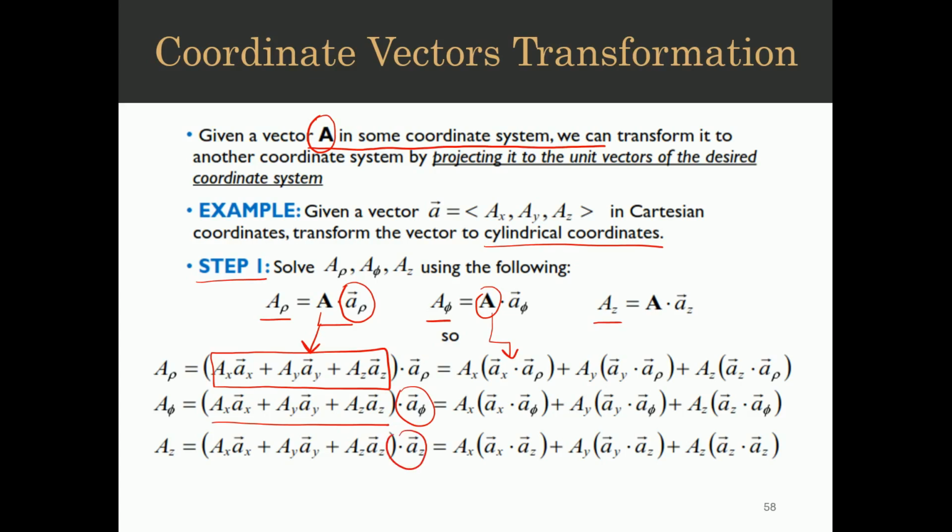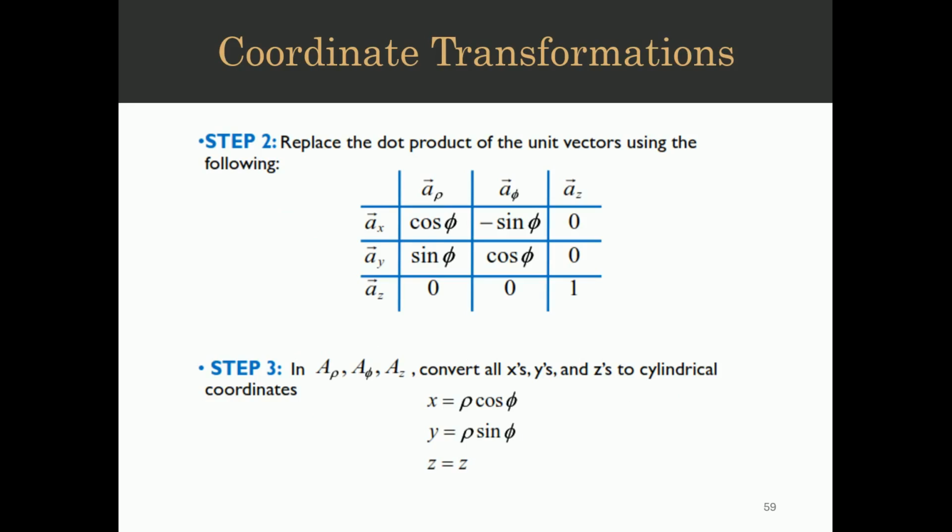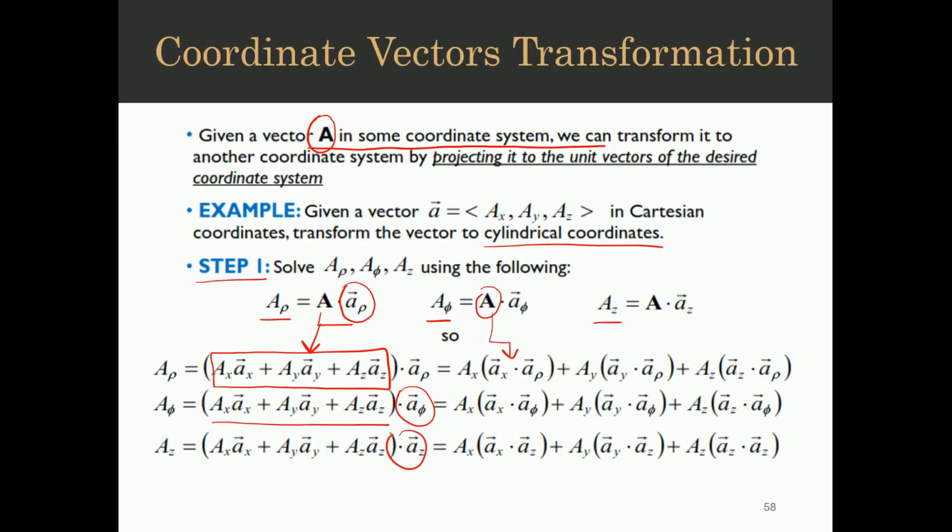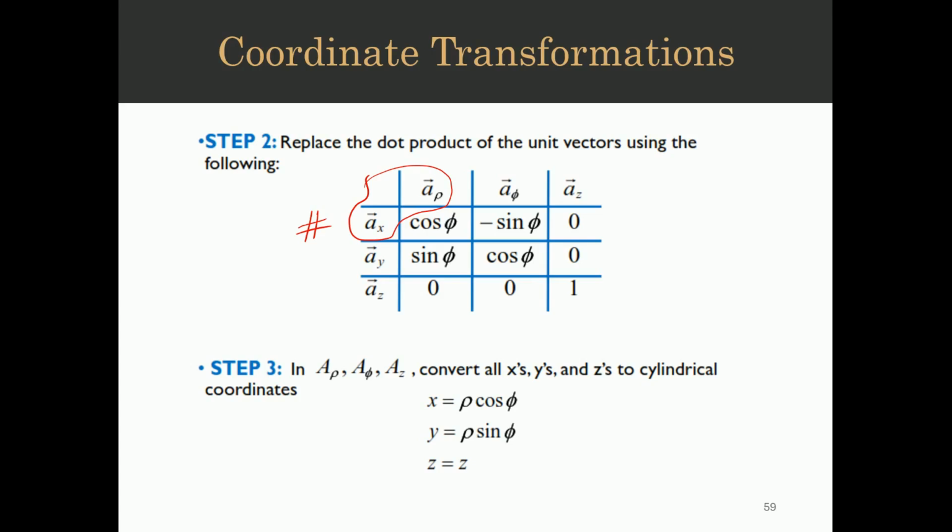Once you have done this part, you move to the second step of remembering this table, where basically this shows us the combination of unit vectors needed to solve the problem, and these combinations are basically coming from these values. So what is the output of ax dot product with a rho, ay dot product with a rho and az with a rho, similarly for the remaining vectors. So this table is basically going to give you this, and the final step is the point transformation conversion between x to rho and y to rho, and z remains the same.